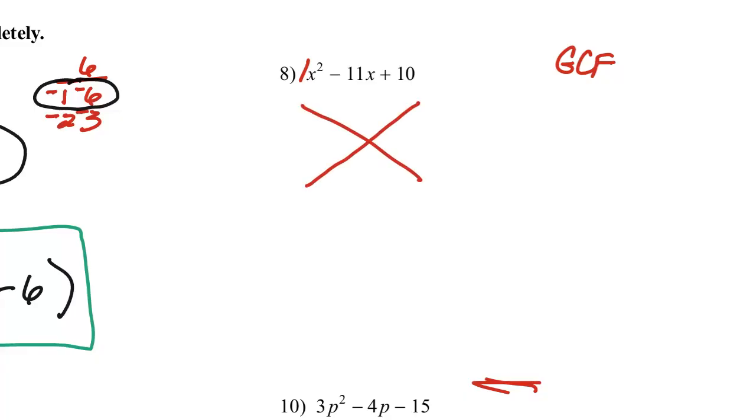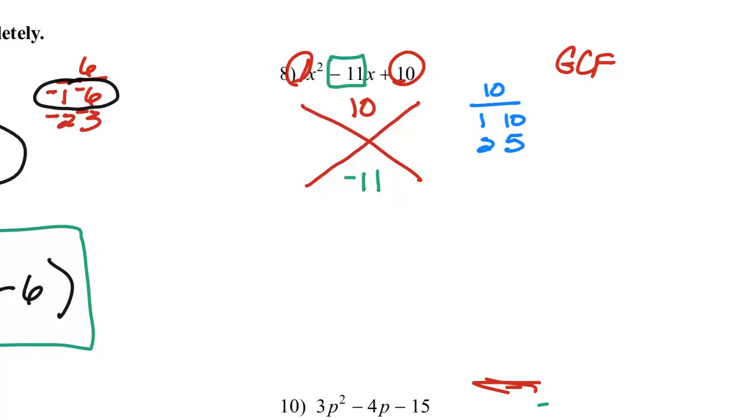What goes in the top part of my X? Positive 10, yes, because that's 1 times 10. And at the bottom is my b value, which is negative 11. So I need factors of positive 10 that add up to negative 11. So you're thinking, 10, I got 1 and 10, 2 and 5, and that's it. Because this is negative, your largest factor also has to be negative.